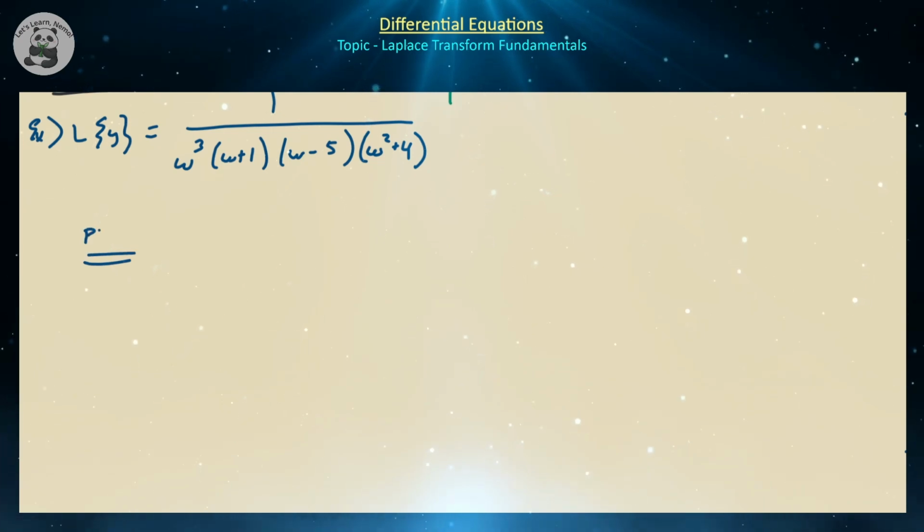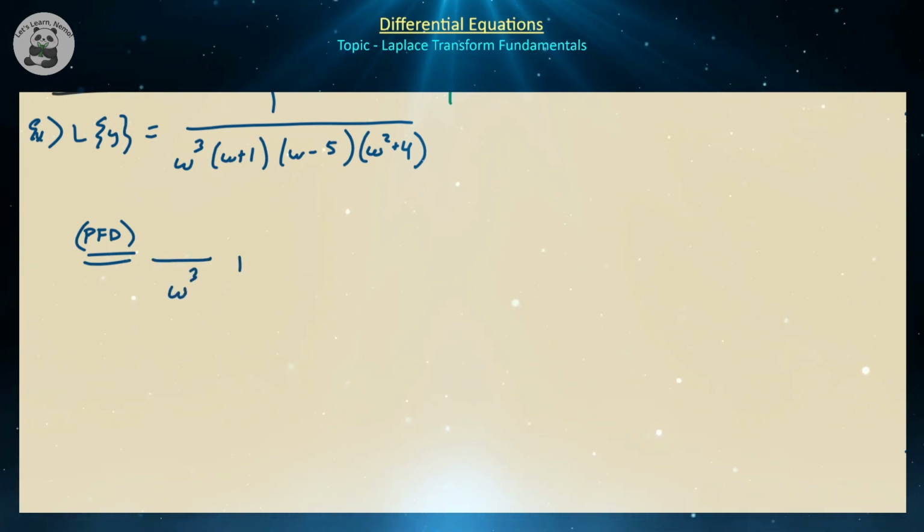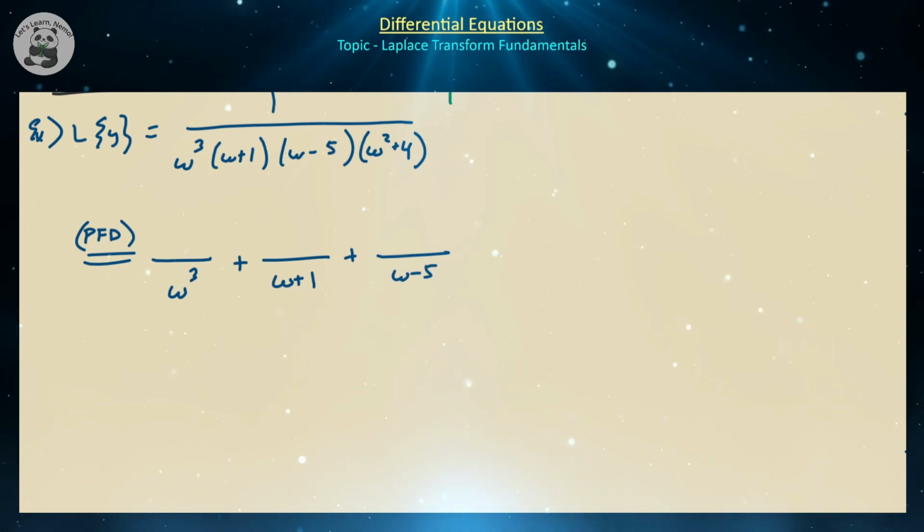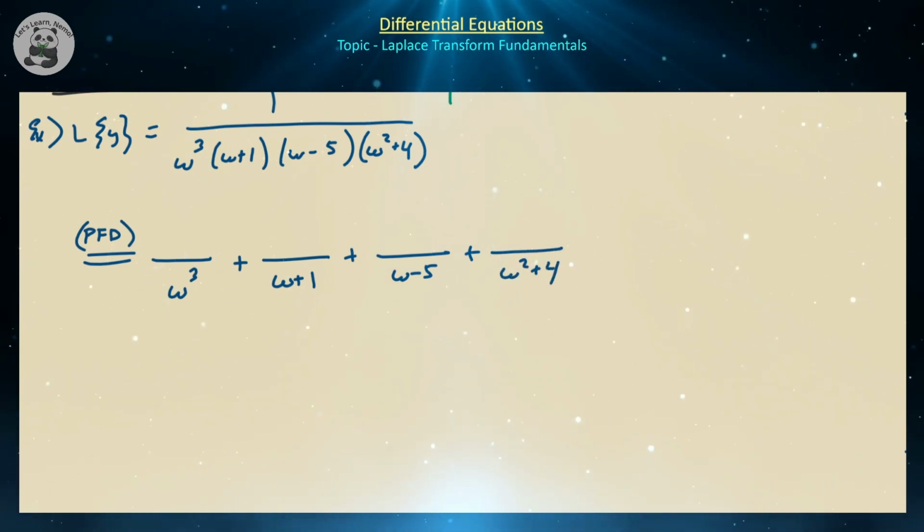So if you do a partial fraction decomposition, what you're going to be looking for is constants that go on top of this omega cubed term, a constant that goes above this omega plus 1 term, and then a constant that goes above this omega minus 5 term, and a linear combination of things that goes above this omega squared plus 4 term, right?